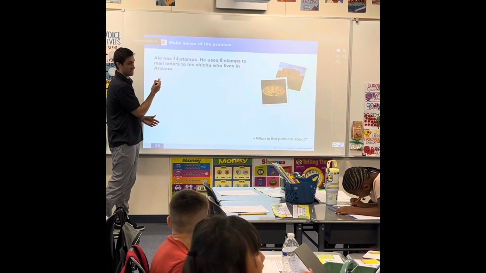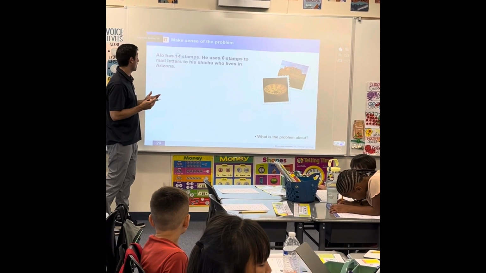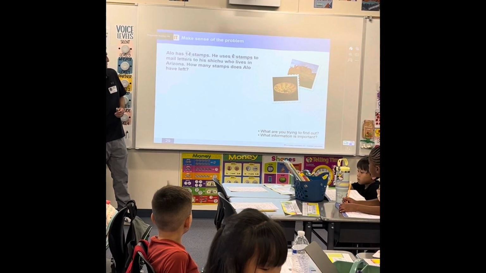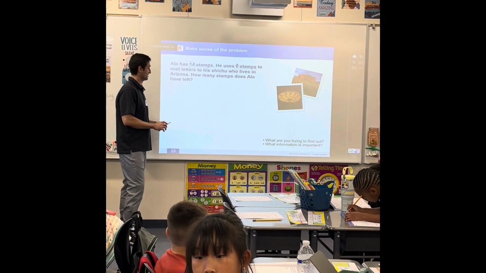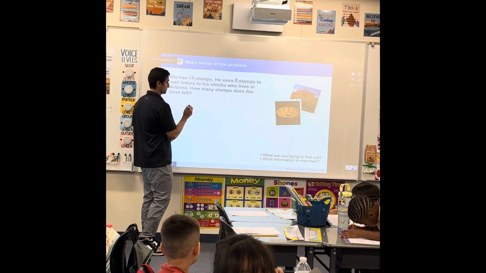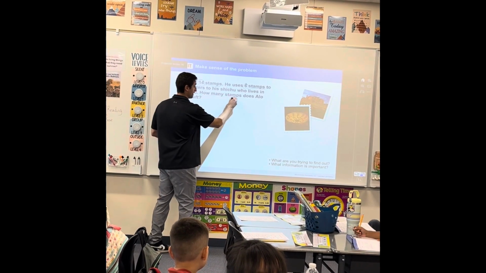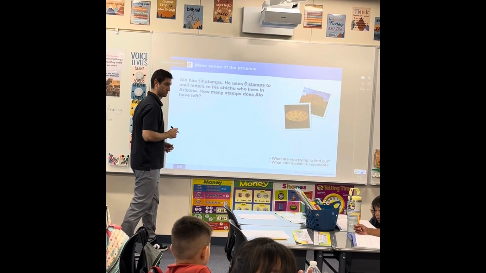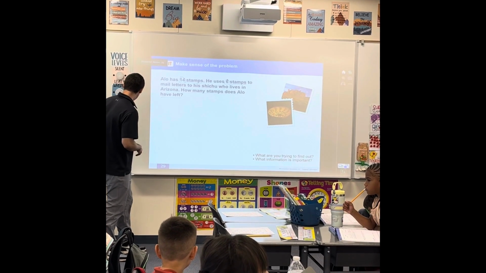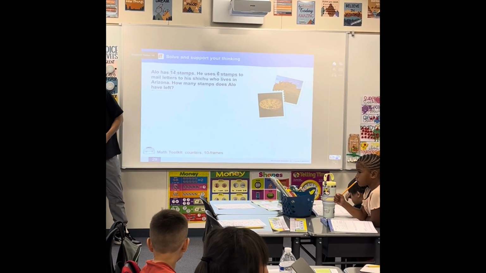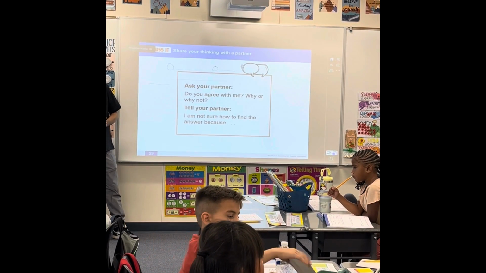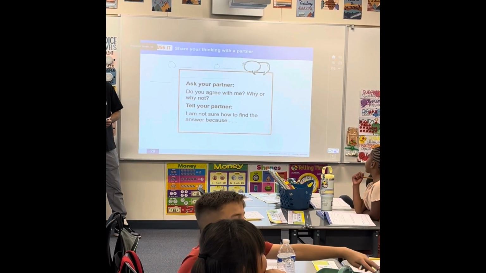So if Alo has 14 stamps and he uses 6 stamps, how many stamps does he have left? There we go. Yeah. You underline how many stamps does Alo have left. You're right, because it's subtraction. Excellent. Yes, the problem is subtraction. Do you guys agree with Taylor that it's subtraction? Yes.